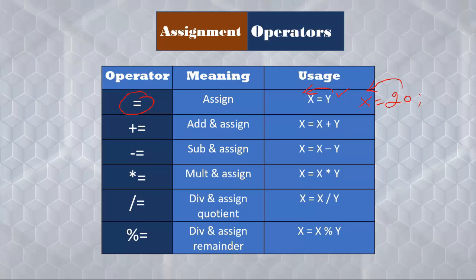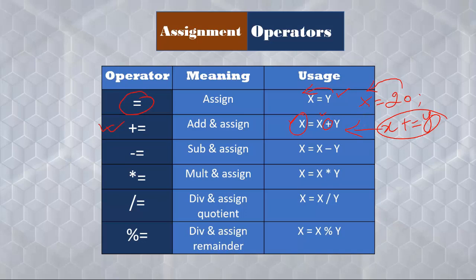Second assignment operator is called add and assign. It is a shorthand to perform addition and assignment. So first we are performing addition of two numbers and then we are assigning that value to another variable. But if the destination operand and one of the operand in the addition operation is same, then we can merge them with the help of this add and assign operator. So this way we can write it like this: x plus equal to y. So this expression is equivalent to this one.